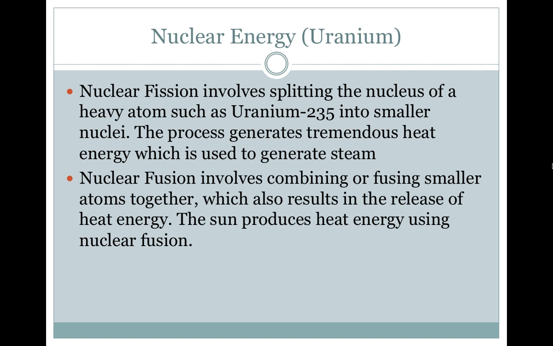Nuclear energy from uranium. Nuclear fission involves splitting the nucleus of a heavy atom, such as uranium-235, into smaller nuclei. The process generates tremendous heat energy, which is used to generate steam. Nuclear fusion involves combining or fusing smaller atoms together, which also results in the release of heat energy. The sun produces heat energy using nuclear fusion.